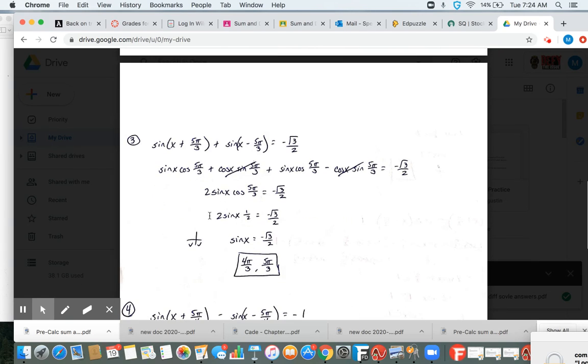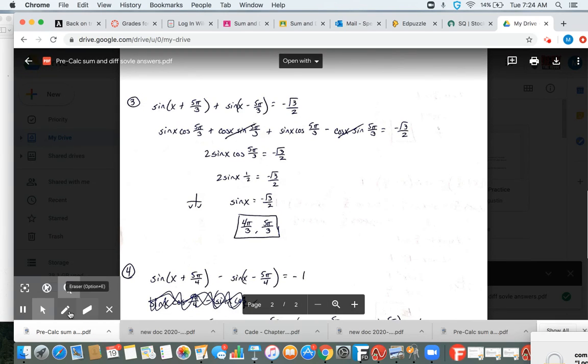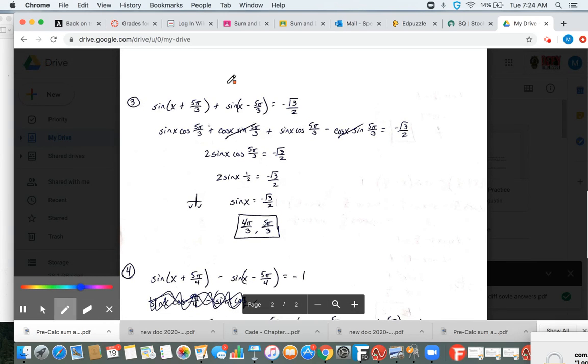All right, and the next one, same thing, expand it out. It's very repetitive in that you're going to use the identities, take your time setting it up. Once you set it up, you're always going to cancel 2 terms out. You're always going to combine the other 2 terms.